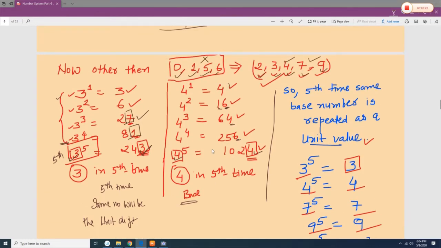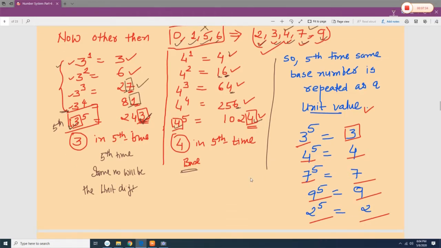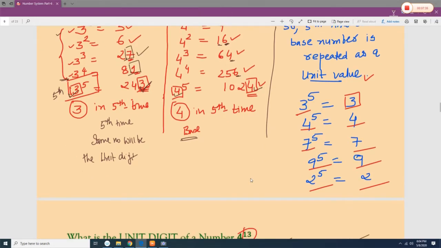Take one more example. 4 to the power 1 is 4, 4 to the power 2 is 16, 4 to the power 3 is 64, 4 to the power 4 is 256, and now the fifth time, it is 1024. So at the unit place it is 4 and here also it is 4.